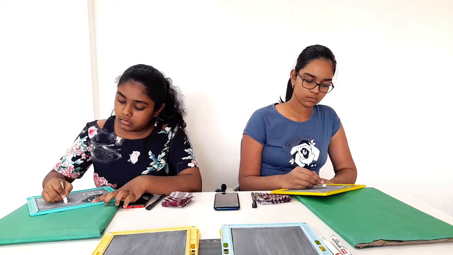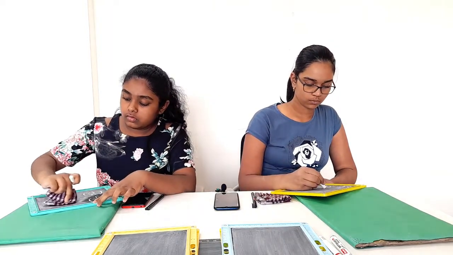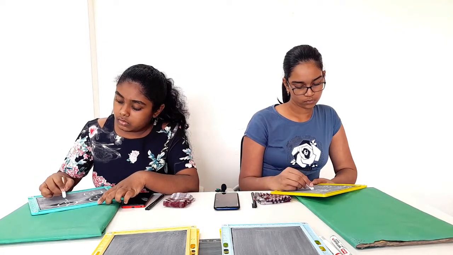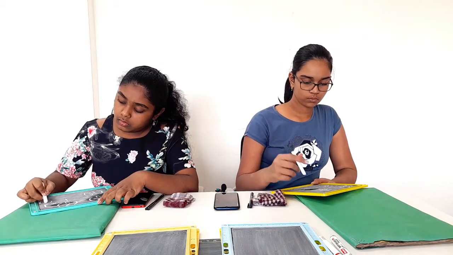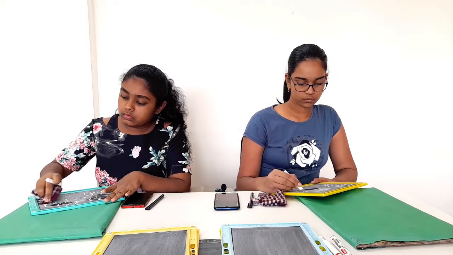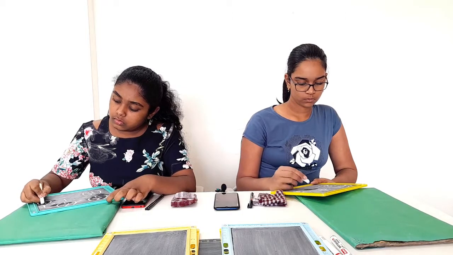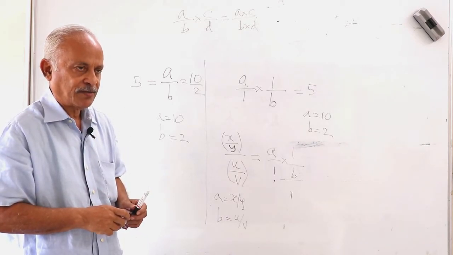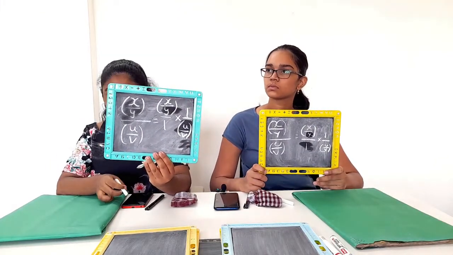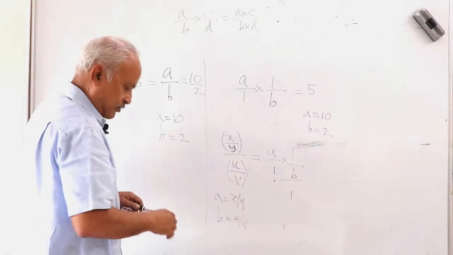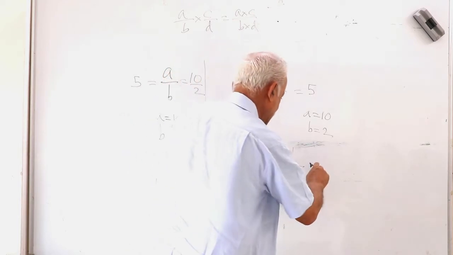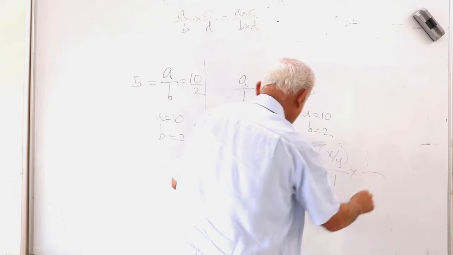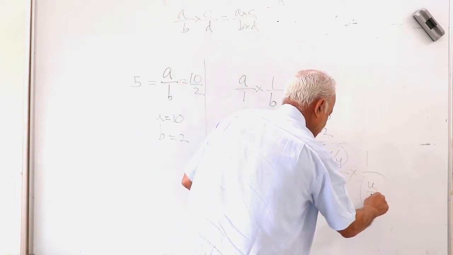Write A upon 1. No, now A is x upon y. So wherever there is A, you have to put x upon y. Upon 1 into 1 upon, show that to the camera. x upon y upon 1 into 1 upon u upon v. So now I can write this part here as x upon y upon 1 into 1 upon, but B is now u upon v.